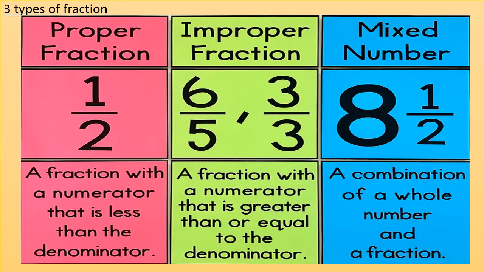Improper fraction: a fraction with a numerator that is greater than or equal to the denominator. So in an improper fraction the numerator is always greater than or equal to the denominator. Now see the example 6 by 5 and 3 by 3. In 6 by 5 the numerator 6 is greater than the denominator 5, and in 3 by 3 the numerator 3 is equal to the denominator 3.